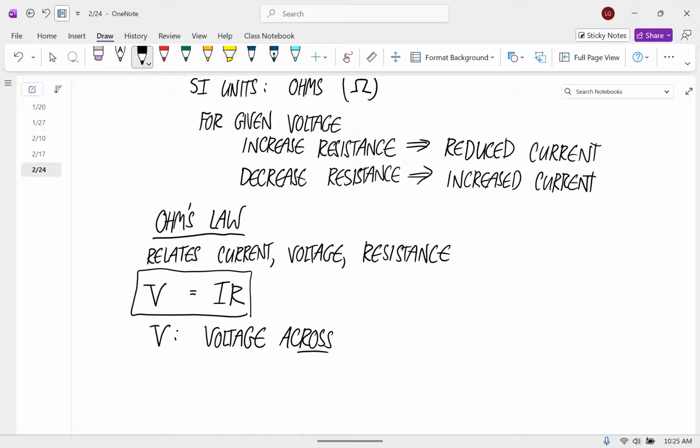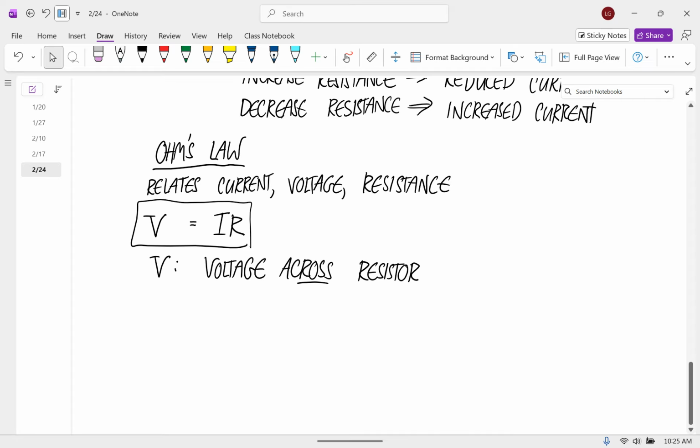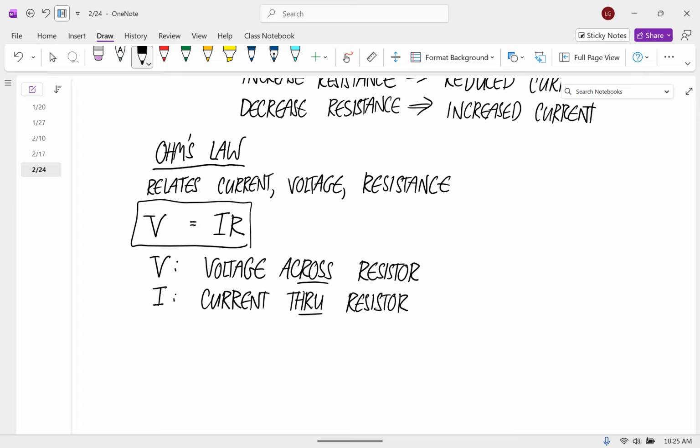And we'll talk about the voltage across a device, meaning the electric potential at one side of the device minus the electric potential at the other side of the device. And the device we're going to talk about here is a resistor. I is the current through the device, through the resistor. And R is the resistance of the resistor.